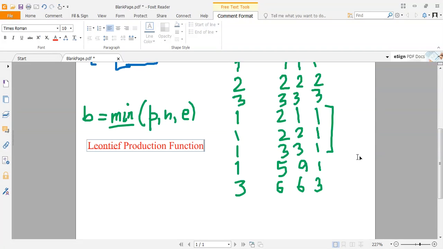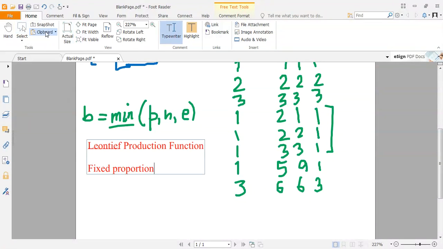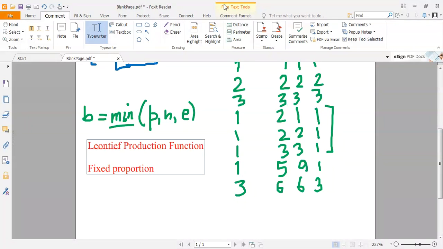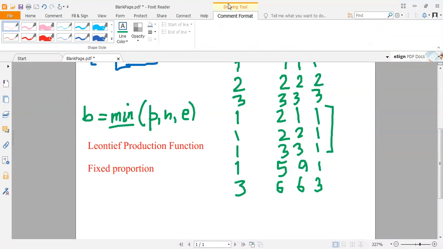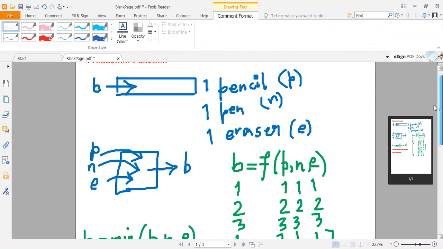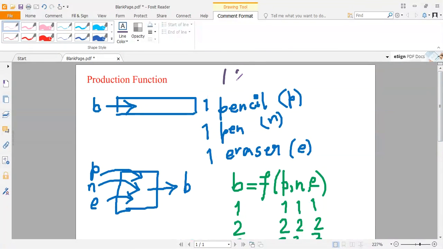What he essentially said is that these production functions have a special characteristic called fixed proportion. Why is it a fixed proportion production function? If I am talking about the proportion of inputs that I use in my production process, in this production function the inputs are always in the proportion 1 is to 1 is to 1. If we have two pencils, three pens, and one eraser, it won't necessarily be an efficient production. I will be left over with certain raw materials. So my raw materials should be in the ratio 1 is to 1 is to 1.